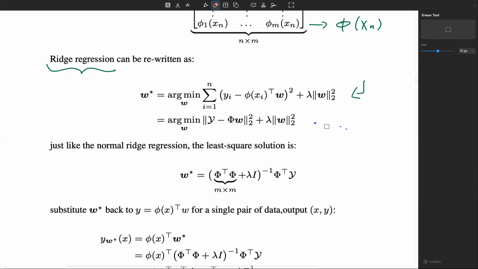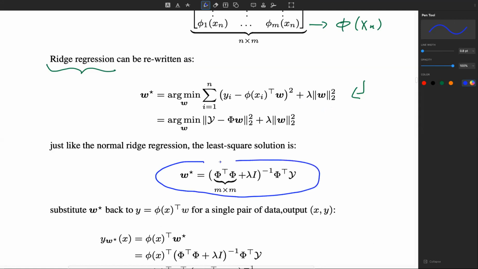So we just look at this. And I'm sure that everybody knows how to solve a ridge regression, right? The solution is this. Okay. Nothing hard about that. Okay. All right. So now you have your solution for the ridge regression.